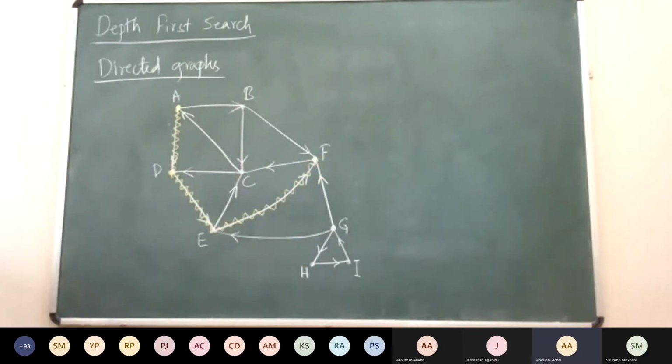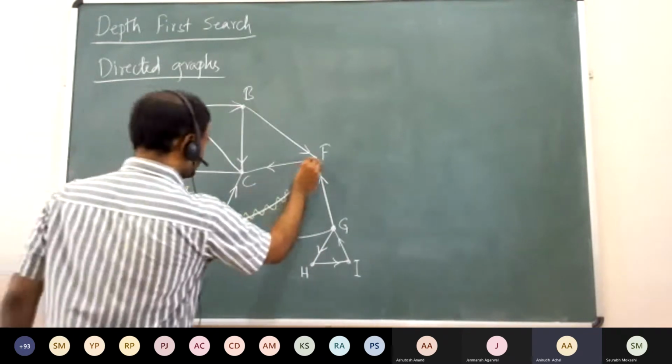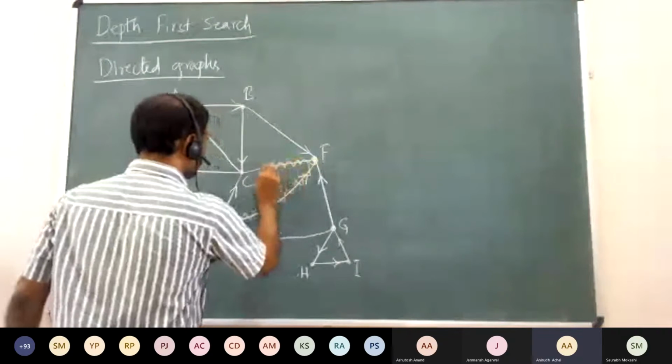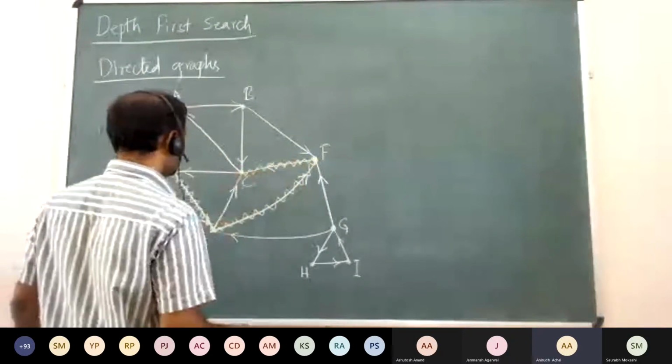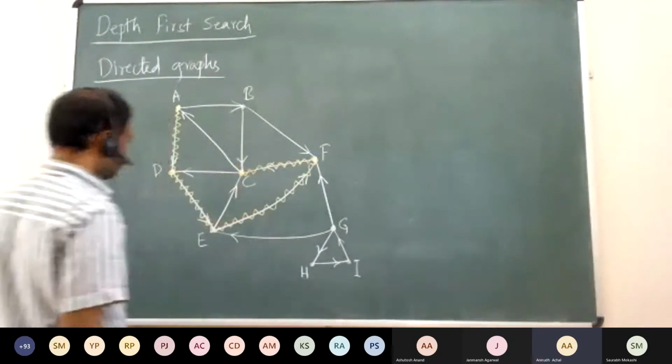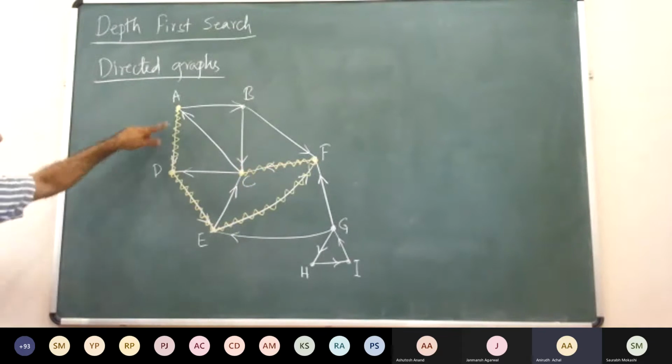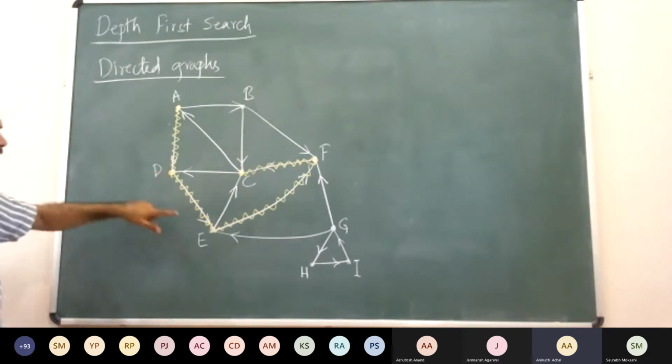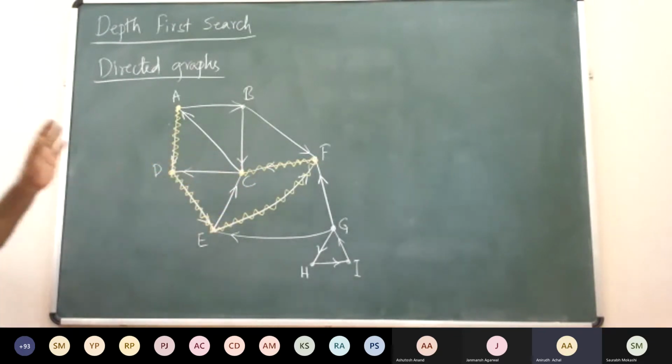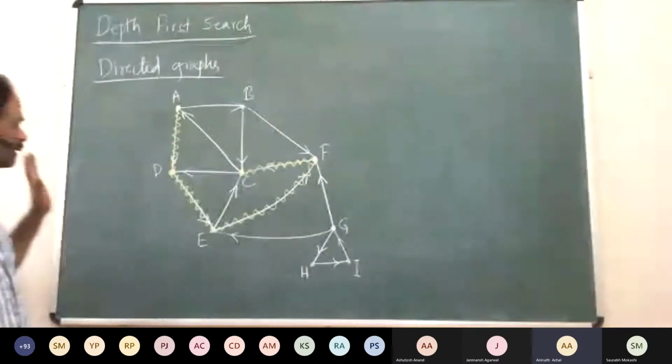Now F has only one out neighbor, C, so there is not much choice. You go to C. Now you come to C here. The zigzag edges I am drawing are visible, right? Yes. So that's the DFS forest which we are traversing.